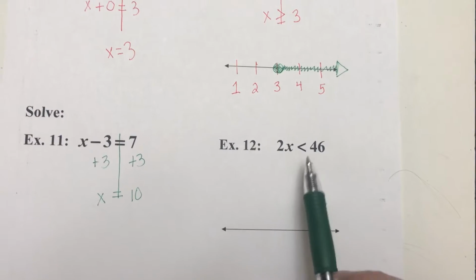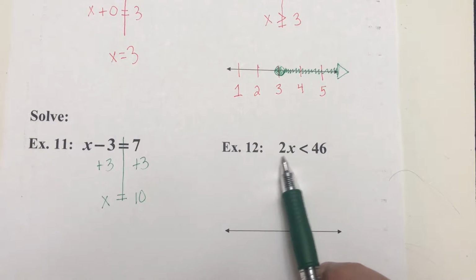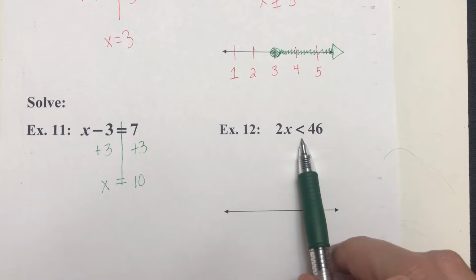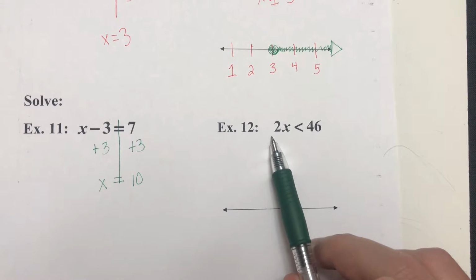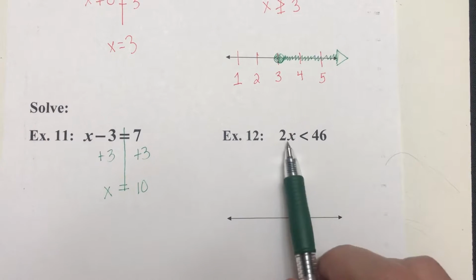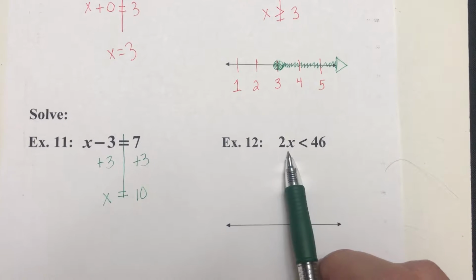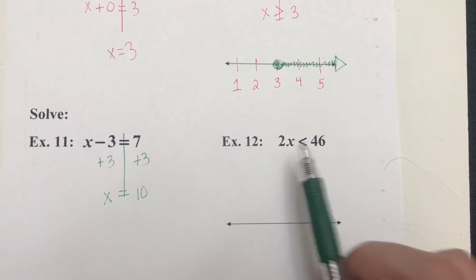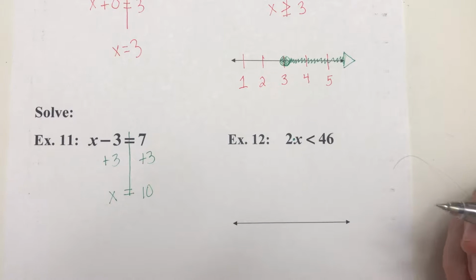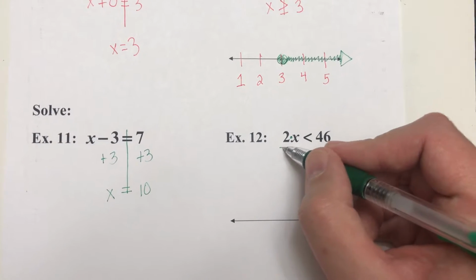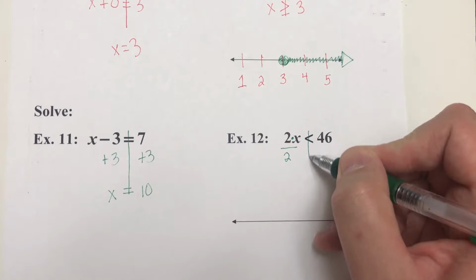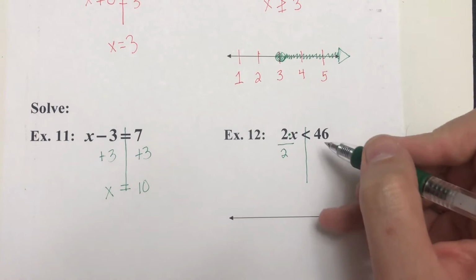Next we have another inequality. This time we have 2x is less than 46. This time it is not underlined, so 2 times some number has to be less than 46. The operation that is connecting the 2 and the x, when there's no symbol, it is a multiplication. The opposite operation of multiplication is division. Use the division bar to show, we need to draw a line through the inequality.